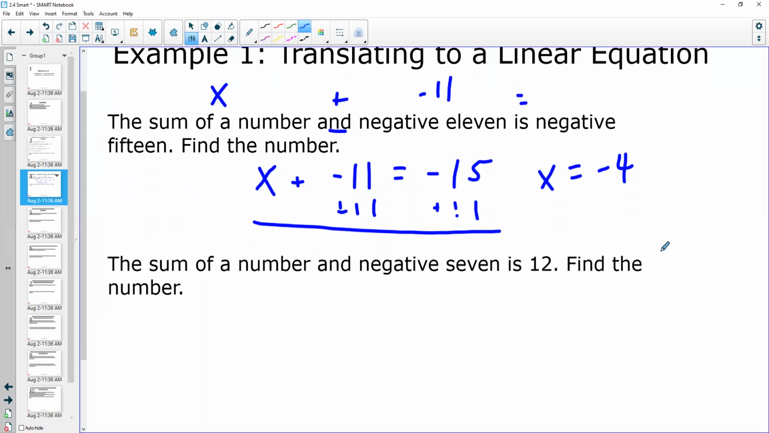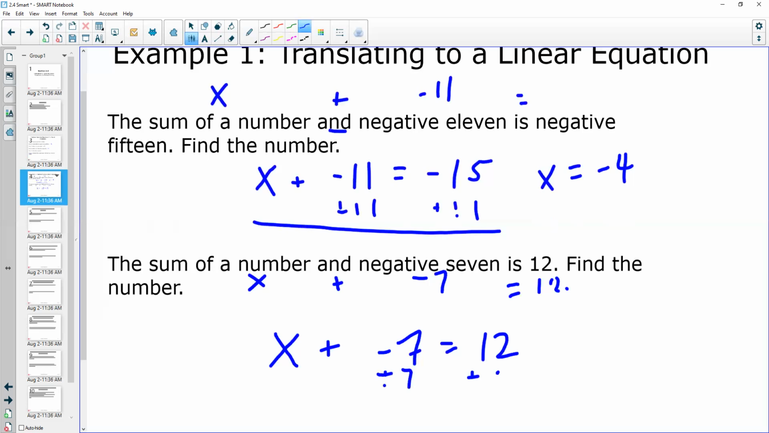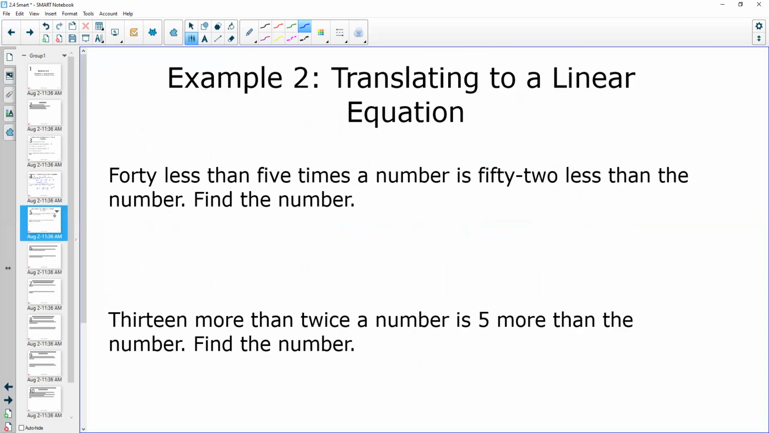You try the second one. Take a moment. The sum of a number and -7 is 12. So a number should be X. Then I have a -7 and a sum is 12. So the sum of a number X plus -7 equals 12. And then I'm going to solve the same way I just did. I'm going to add 7 to both sides. I'm going to get X is 19. And does it make sense? Well, 19 plus -7 is 12. Fair enough.